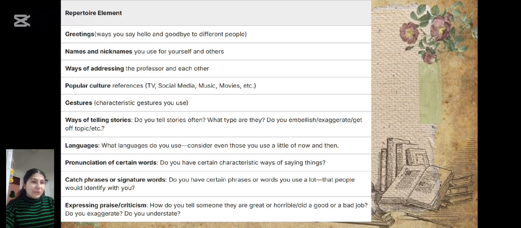Then we have catchphrases or signature words. Do you have certain phrases or words that you use a lot? These certain phrases or words help students to get an idea about you, to make you different from other teachers. So they will recognize you as well. Then expressing praise and criticism. Do you ever criticize your students? Do you tell them when they do a good or bad job? These are important points.